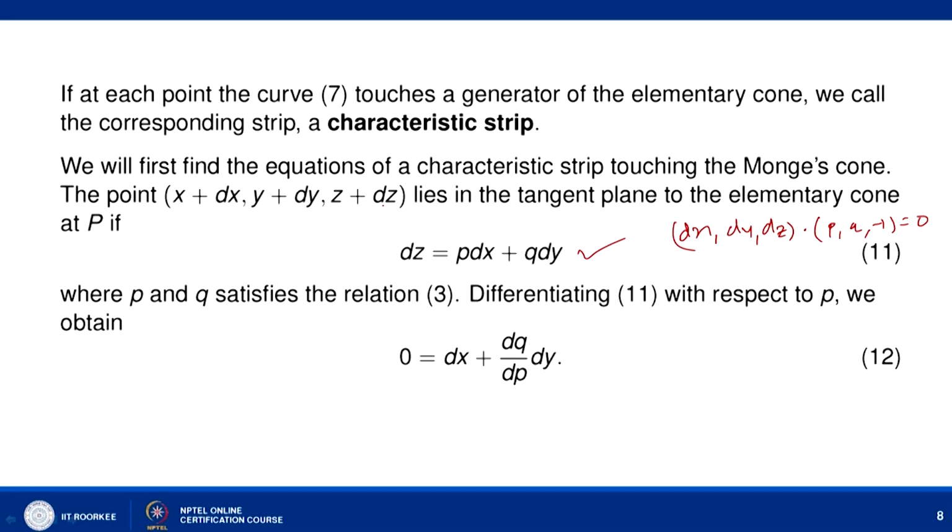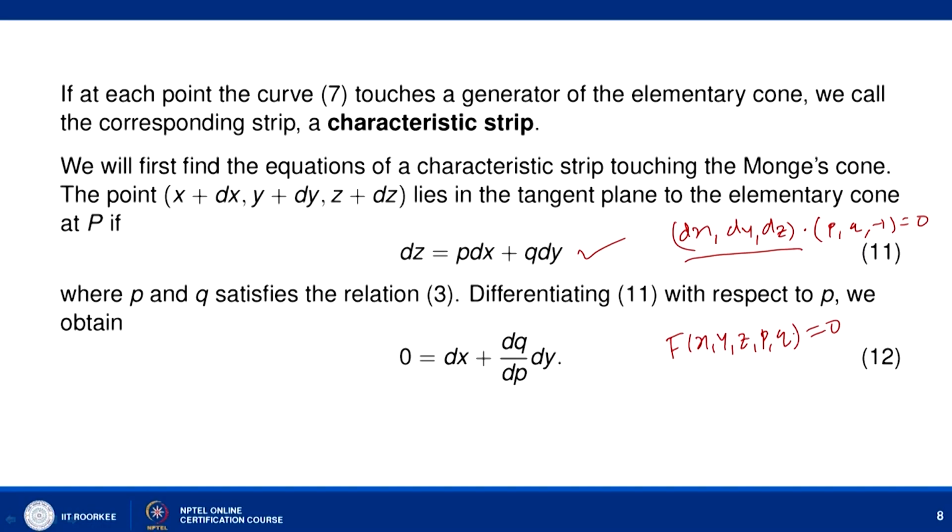So the point x plus dx, y plus dy, z plus dz lies in the tangent plane to the elementary cone if the direction ratios of the tangent line, dx, dy, dz, and the normal vector to the elementary cone, which is p, q and minus 1, are orthogonal to each other, that is dz equal to p dx plus q dy. Now p, q, minus 1 satisfy equation 3, that is f of x, y, z, p, q equal to 0. So on the elementary cone, the normal vector satisfies the partial differential equation which we started with.